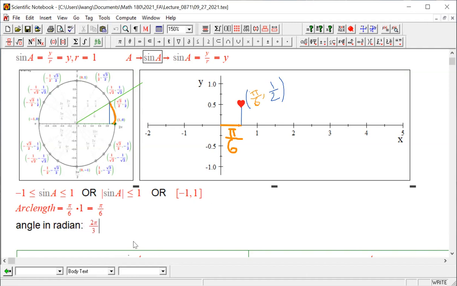Two pi over 3. What is the respective degree? You should not need this degree, but just in case, to get you guys to understand. What is 2 pi over 3? 2 pi is 360 degrees, right? 360 divided by 3 is 120 degrees. So that's more than 90 degrees.